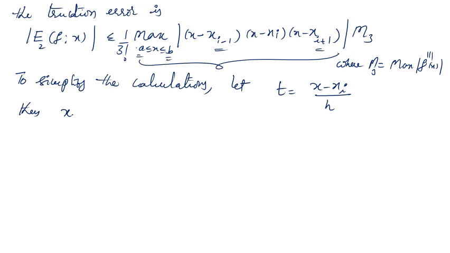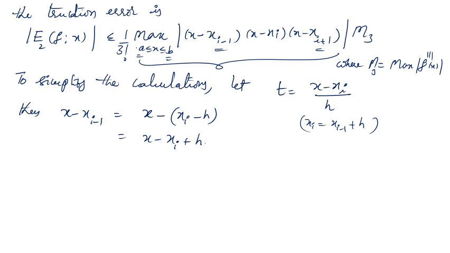Then see what this becomes. X minus xi minus 1 means what? Xi equals xi minus 1 plus h, right? So xi minus 1 is xi minus h. So this is x minus xi plus h. And x minus xi is nothing but th. So this is th plus h, so this is t plus 1 into h.